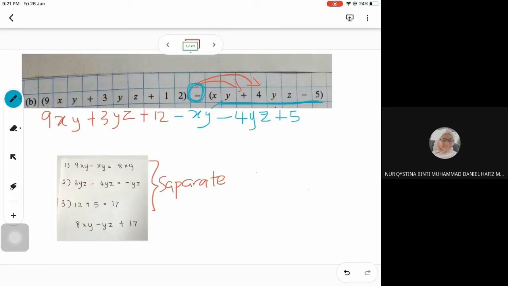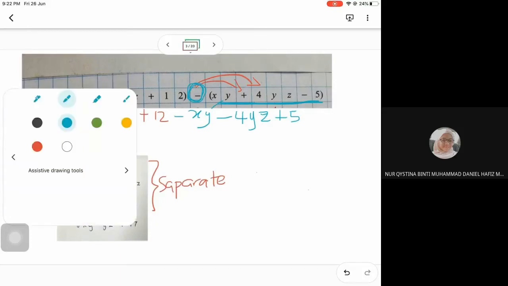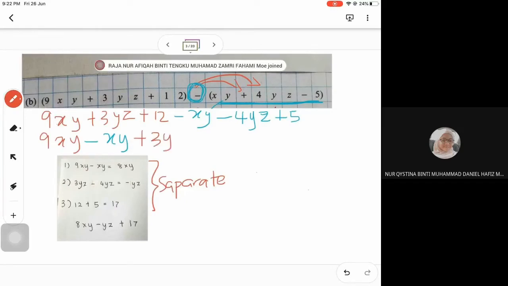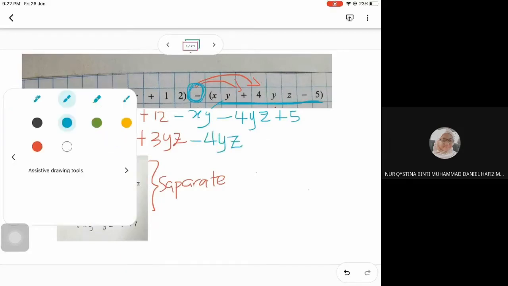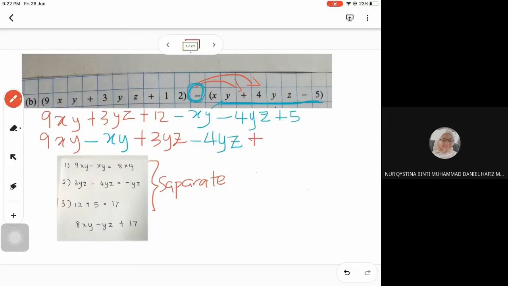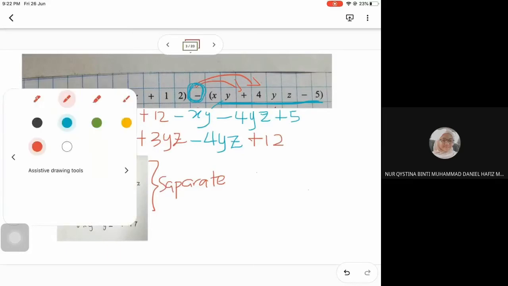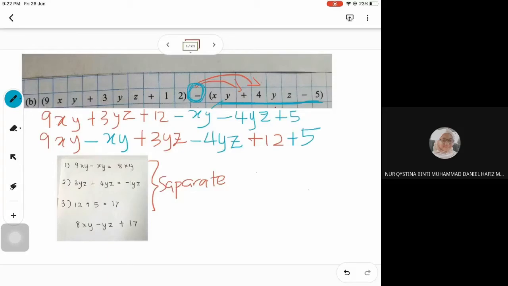Okay, and then what do we do? This is the show step by step. Then you group the like terms. Group the like terms. So 9xy minus, kita kena ambil sekali dengan the sign, ya, minus xy. Okay, the like terms is xy. Kemudian plus 3yz, and the like term is minus 4yz, and the constant of this one, positive 12 or plus 12, partner dia, okay, yang sama dengan dia ialah number dengan number, plus 5.